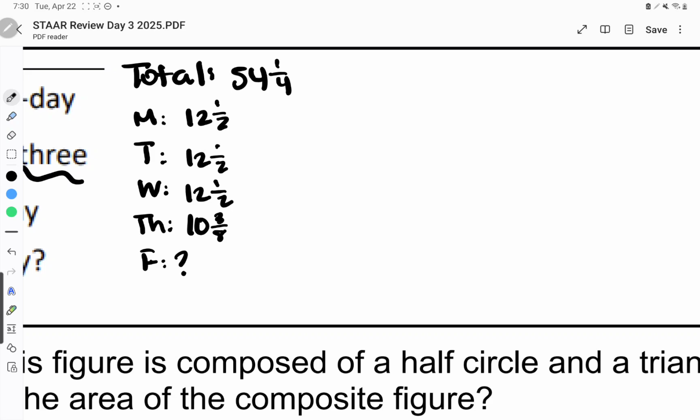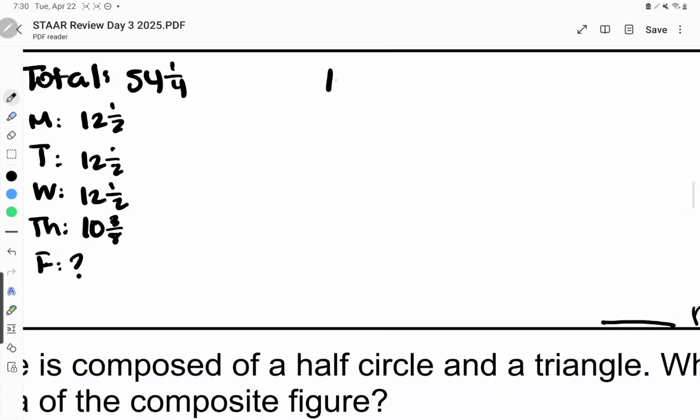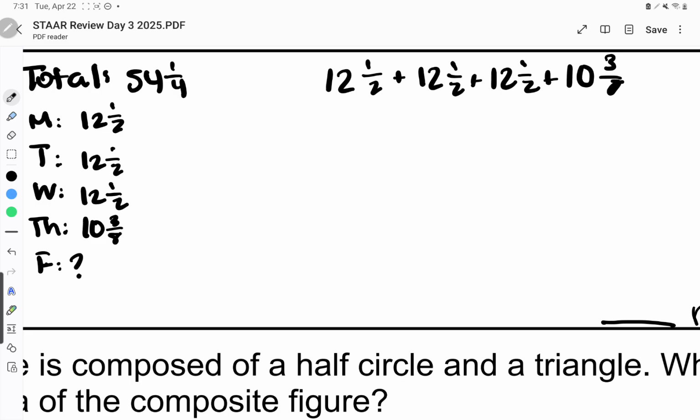So what would your strategy be looking at this question? Your strategy should be adding all of these numbers up together. Now, you could do this in a variety of ways. You could do 12.5 times 3, or you can just do 12.5 plus 12.5 plus 12.5 plus 10 3/8.